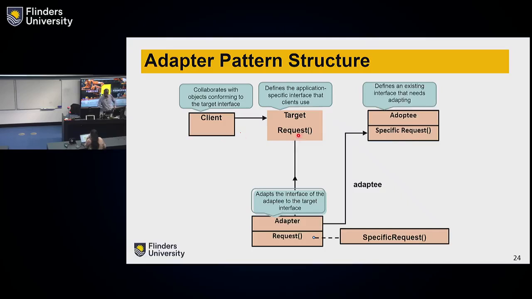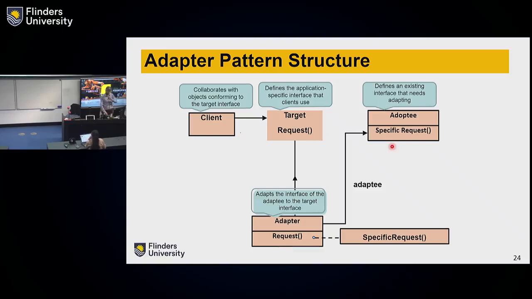So this interface is implemented by the adapter, and within the implementation of this method request, the specific request of the adaptee is being called. So in short, the client has a reference variable of the target data type, this interface, and the adapter implements this interface. Within the request method, it creates an object of the adaptee and calls a specific method of that adaptee. You got it?